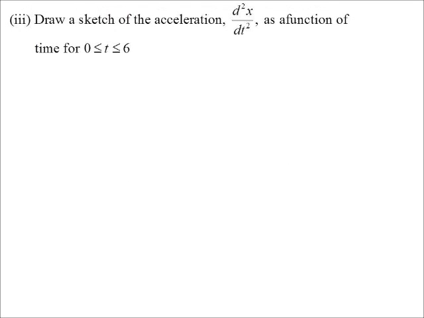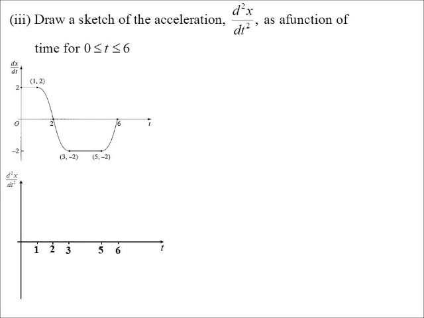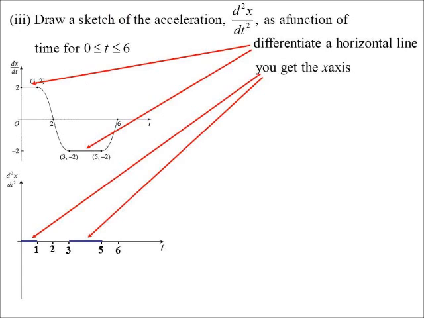Draw a sketch of acceleration this time. So this time, instead of drawing the integral, we're drawing the derivative, because acceleration is the derivative of velocity. So, okay, same idea. I'll draw the graph underneath, labelled a few key points here. Let's see how we can construct this one. Okay, I've got a couple of horizontal lines here. Differentiate a horizontal line, so differentiate a constant, I get 0. So I know I must just be on the x-axis, or t-axis in this case. So from 0 to 1 and from 3 to 5, I must be just sitting on the t-axis.